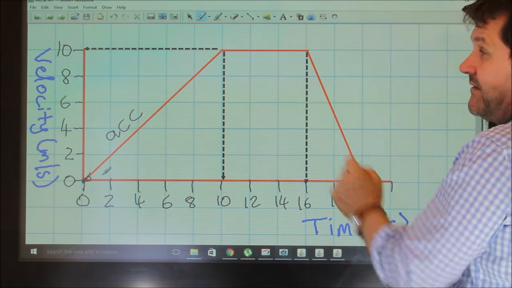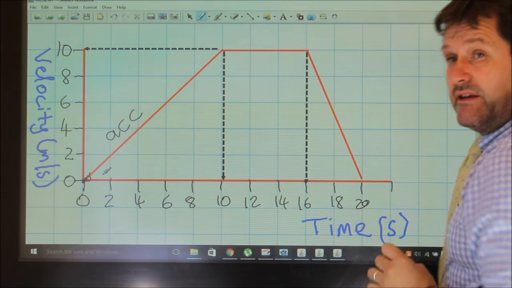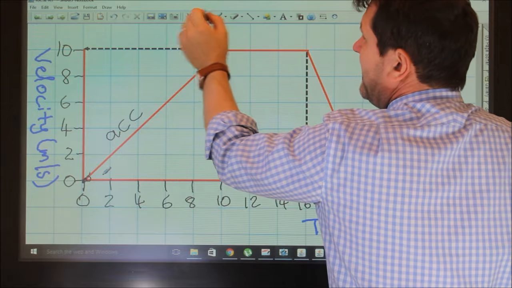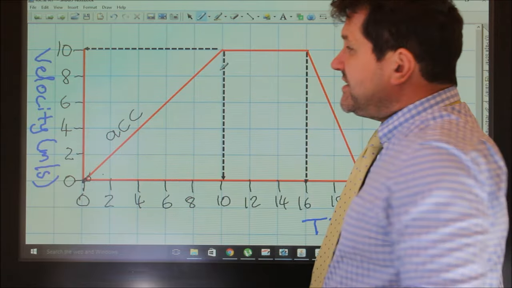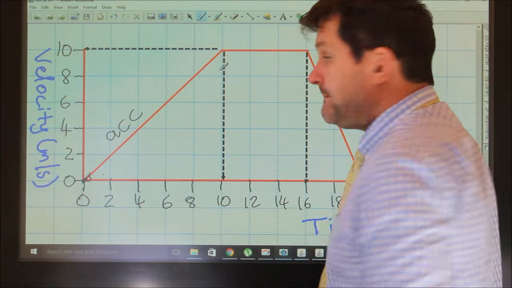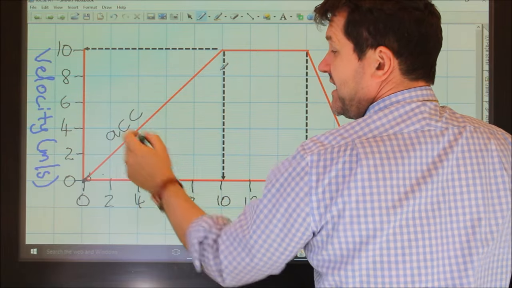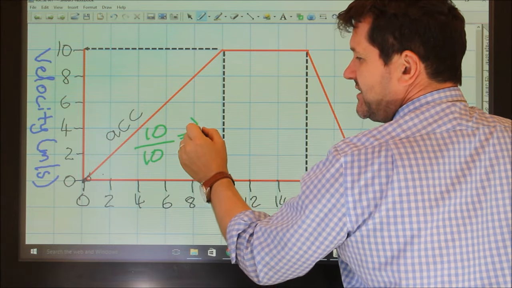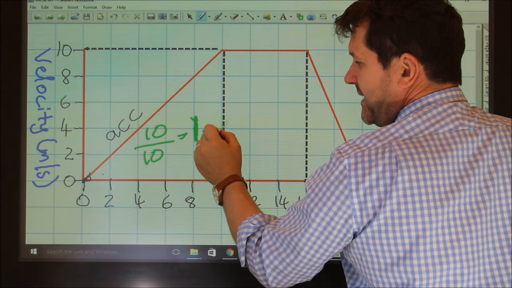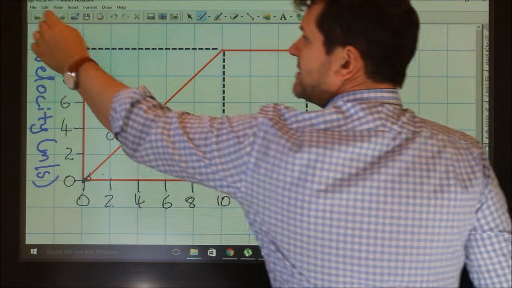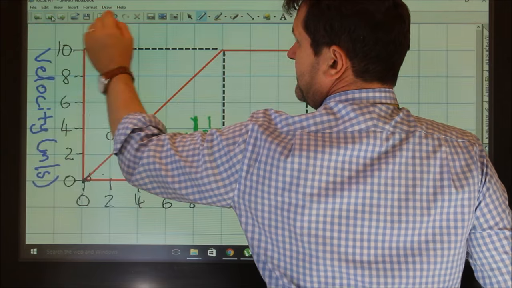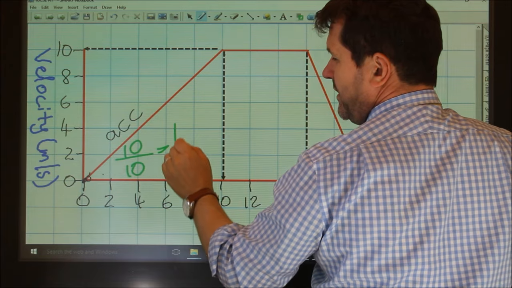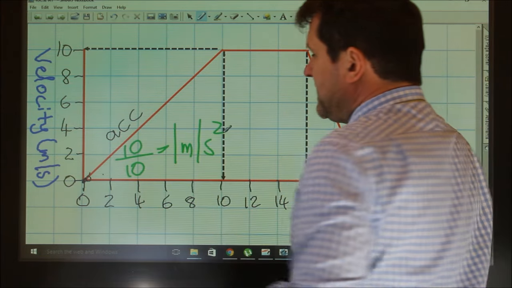it slows down again from 10 meters per second down to zero again. So if we look at what is the rate of acceleration here? We know acceleration is the change in speed divided by time. So the change in speed is 0 to 10, which is 10, divided by time, which is 10. So the acceleration there was... apologies, 10 divided by 10, which equals 1 metre per second squared.